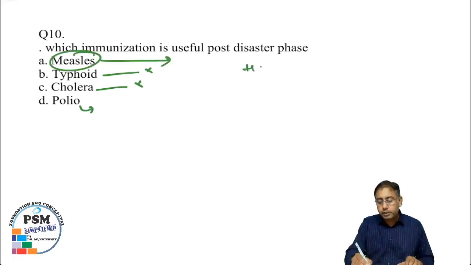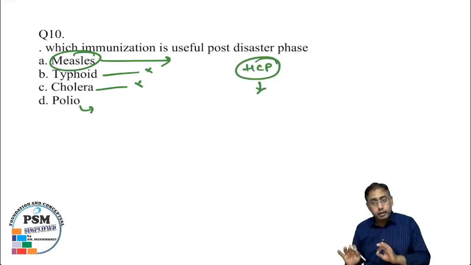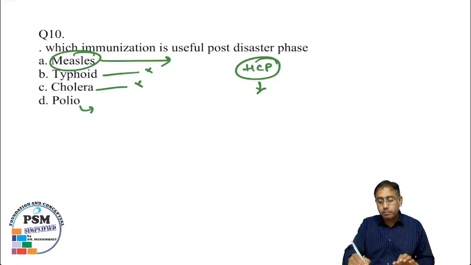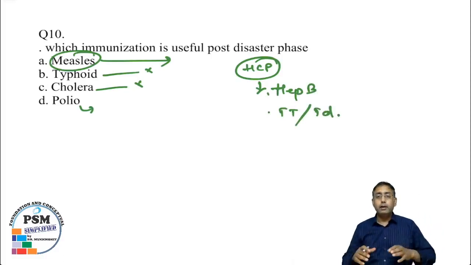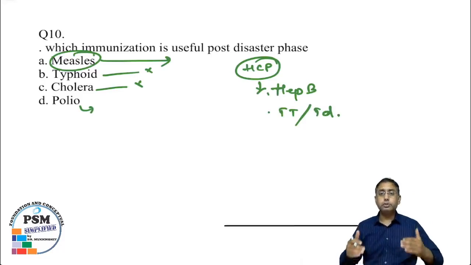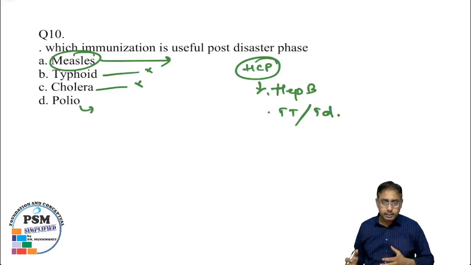For healthcare professionals, this question was not there, but I'm just telling you, it's important to have them immunized for hepatitis B and for tetanus toxoid or tetanus diphtheria. That's the current WHO recommendation for people who are in emergency response towards disaster. They need to be protected for these diseases.